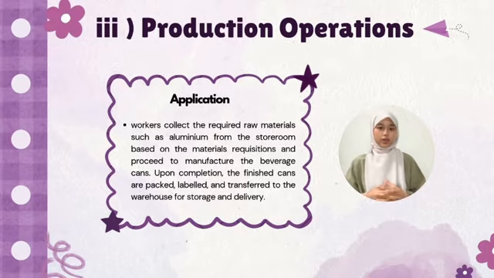Firstly, workers collect the required raw materials, for example aluminium, from the storeroom based on the materials requisitions that were issued. They then proceed to manufacture the beverage cans. Once production is complete, the finished cans are packed, labeled, and transferred to the warehouse for storage and delivery. This shows the full cycle from requisitions to manufacturing to finished goods being ready for distribution.